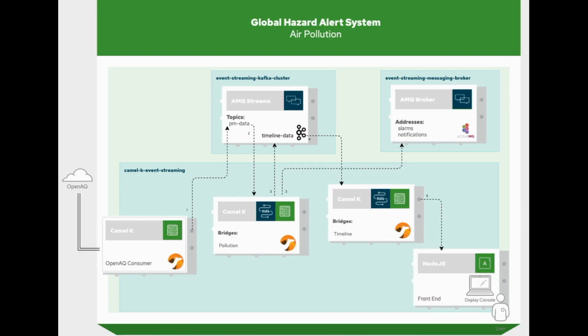Now we're going to start up the pollution bridge. This microservices-like integration further processes each individual event and then populates the data into two different places. That's event orchestration. First, it goes to a Kafka topic called timeline data. This timeline data topic stores all the incoming events in order. And then it sends to an alert notification topic in the broker, depending on the pollution level.